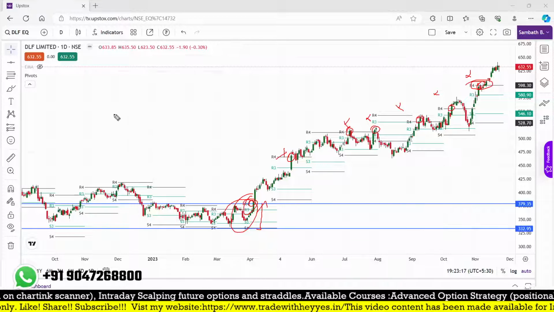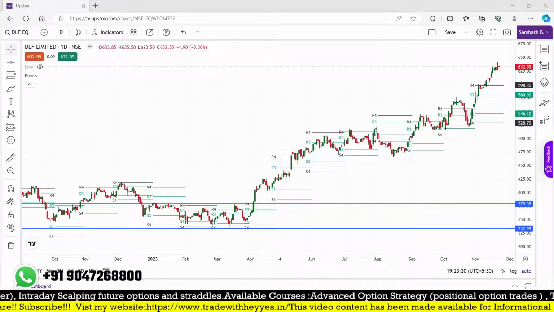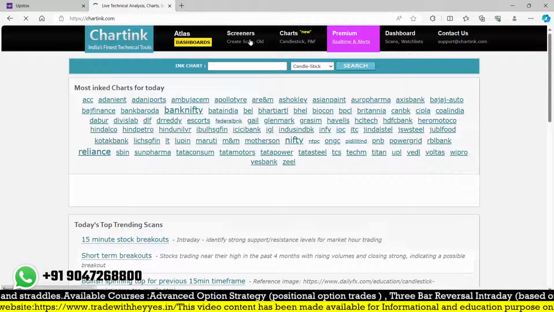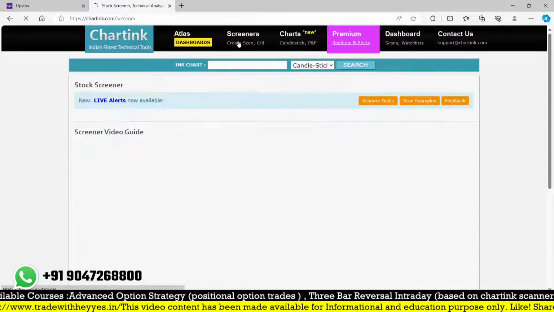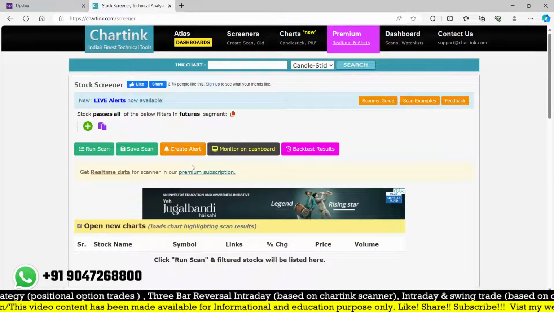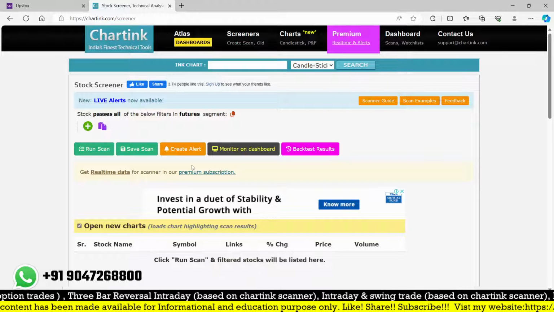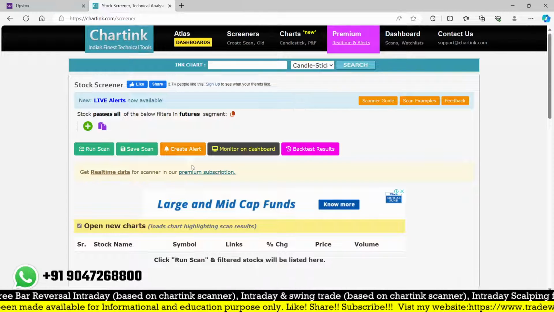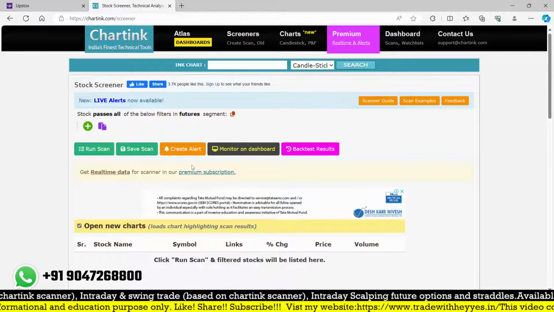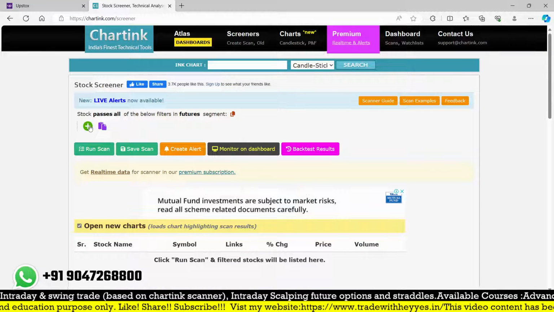So I'm going to create a scanner to set that particular thing. I'm just opening the Chartink website, and from that I should go for create scanner. I'll go for futures stocks because they are always liquid. In equity, but in options some stocks may not be liquid, but equity is good. It normally has good liquidity and volume. That's why I'm selecting the futures.